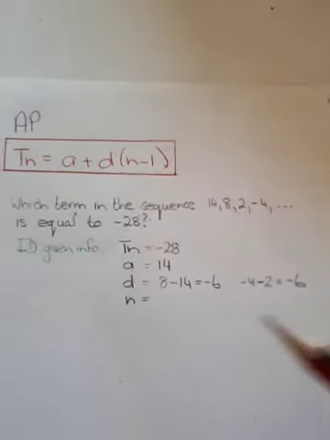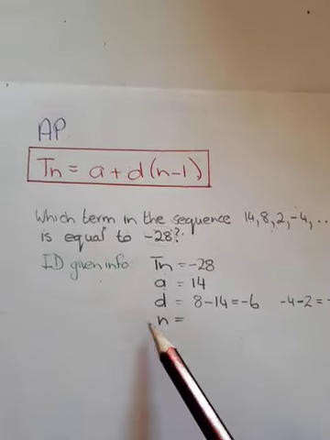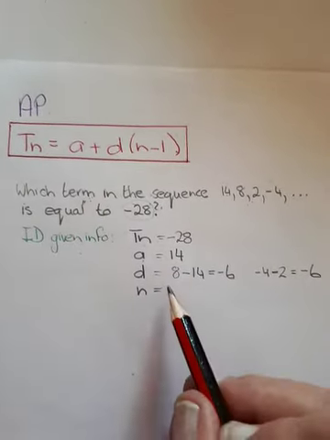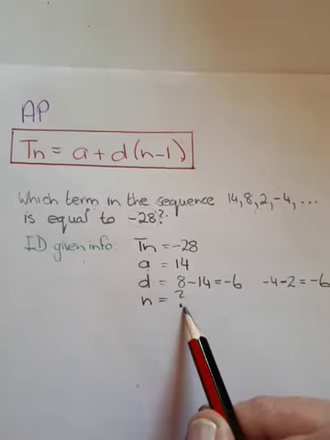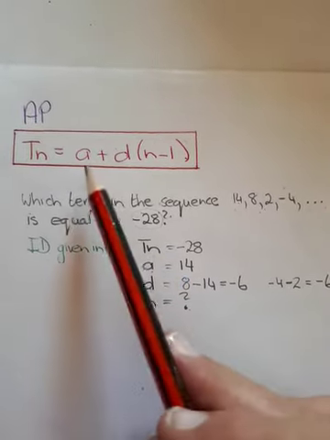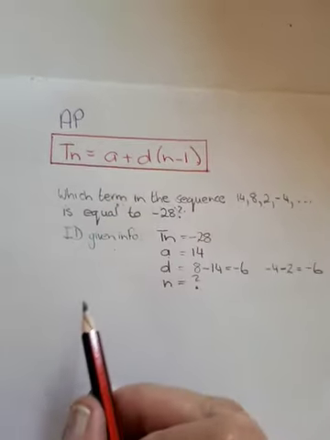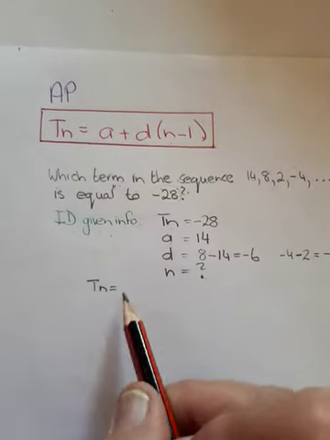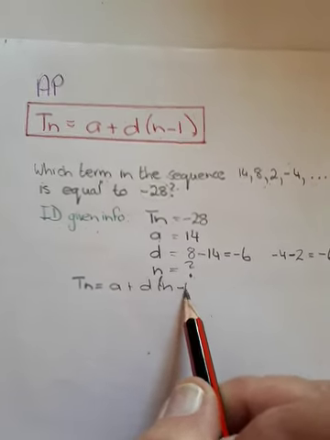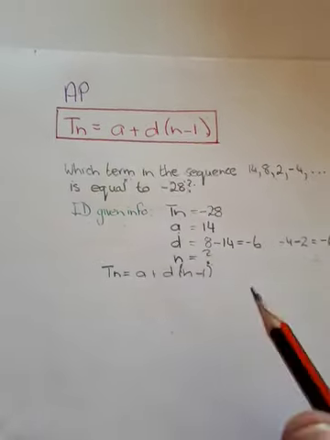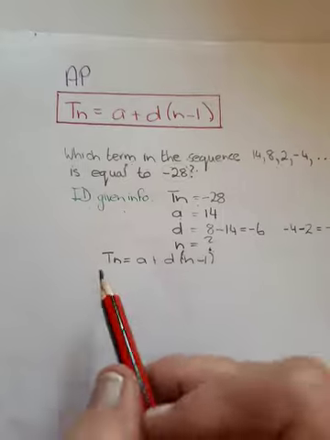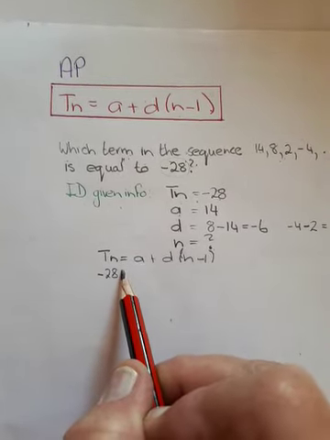Then we already said that they're asking for a position, at which place or in which position. So n is being asked. Now we have identified all 4 variables that come from the equation. So we start by writing down the equation, Tn equals a plus d in brackets n minus 1. Then we simply substitute what we have identified. In the place of Tn, we write negative 28.